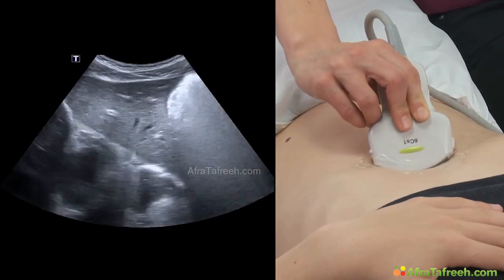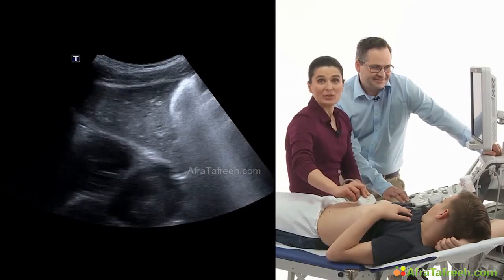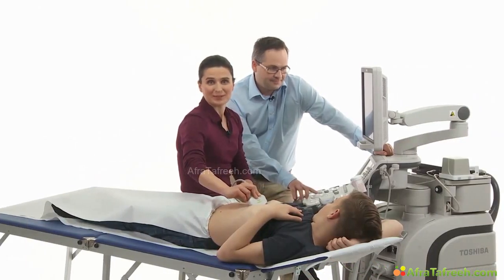You've already seen the heart. Do you want to perform an echo? Nearly, yes, but actually we're really very close to the heart with these liver segments over here.